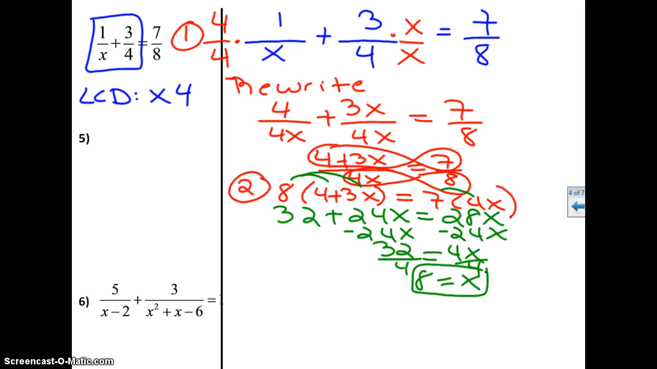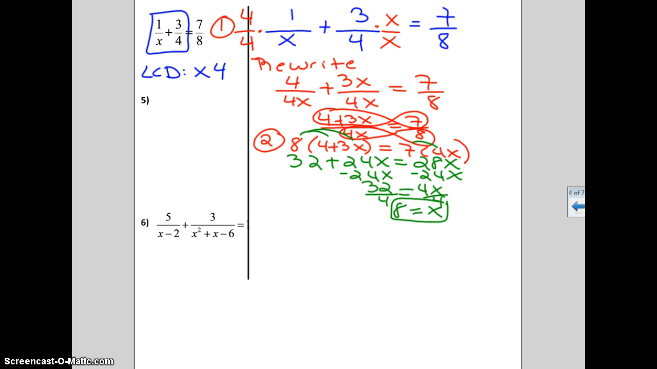All right, I'm going to move this one down just a bit so we have a little bit more space. For our last problem, we are going to do the same thing. However, what you'll notice is that this denominator right here can be factored. So if I factor x squared plus x minus 6, I get, let's see, I can use a 3 and a 2, negative 2 and a positive 3.